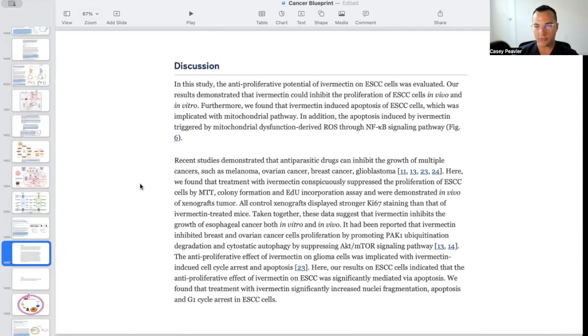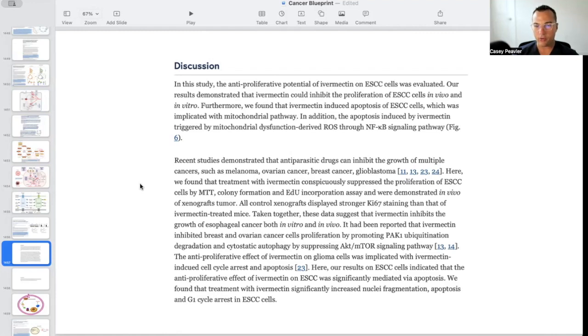All control xenografts displayed a stronger Ki67 staining than the ivermectin-treated mice. Taken together, these data suggest that ivermectin inhibits the growth of esophageal cancer, both in vitro and in vivo. It has been reported that ivermectin inhibited breast and ovarian cancers by proliferation involving PAK1 ubiquitination degradation and cytostatic autophagy by suppressing AKT, mTOR signaling pathways. We talked about that in the last video.